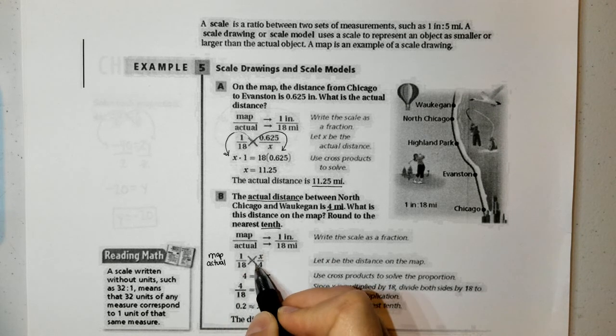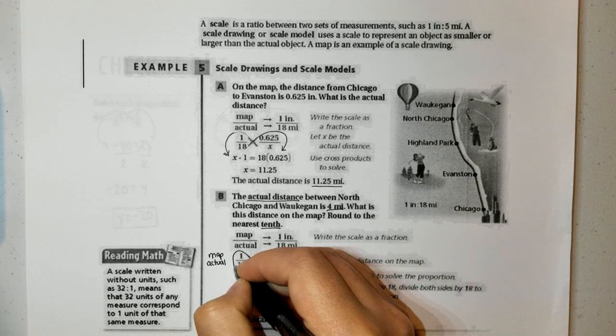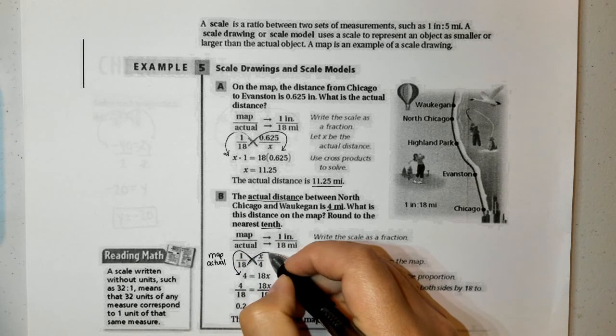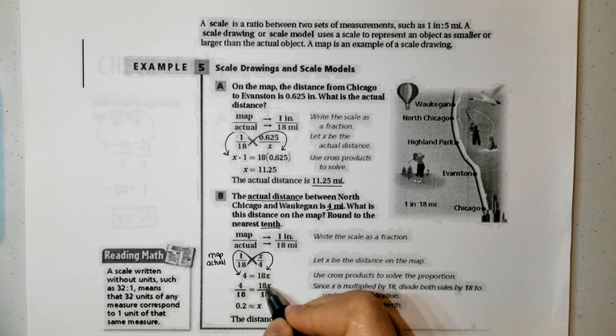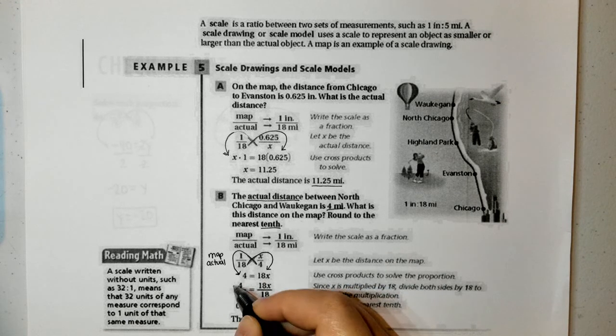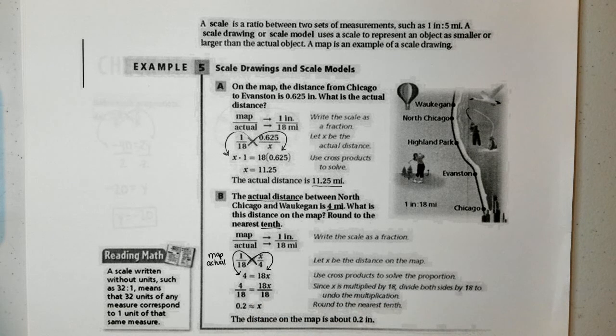So now we cross multiply. 1 times 4 gives us 4. 18 times x gives us 18x. And then to get the value of just 1x, we're going to divide both sides by 18. 4 divided by 18 is about 0.2. So on the map, 0.2 inches.